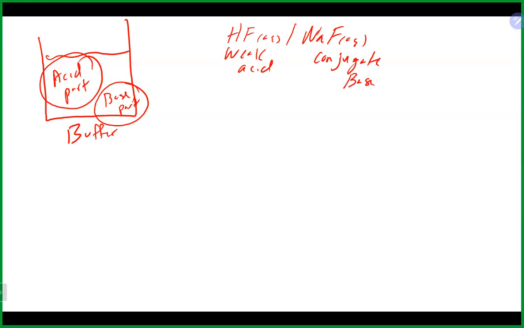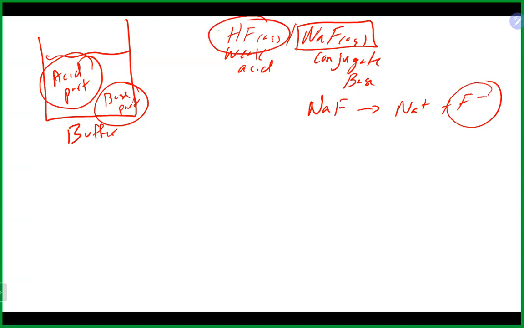Now, what is a weak acid and its conjugate base? It's the same definition as we talked about with Bronsted-Lowry. The only difference between them is an H plus. And if we look at this guy here, which is our sodium fluoride, that is going to be a sodium ion and a fluoride ion. And it is the fluoride ion that is the part doing the buffer work. It is the conjugate base to HF. The only difference between HF and F minus is that H plus, which is the Bronsted-Lowry definition.